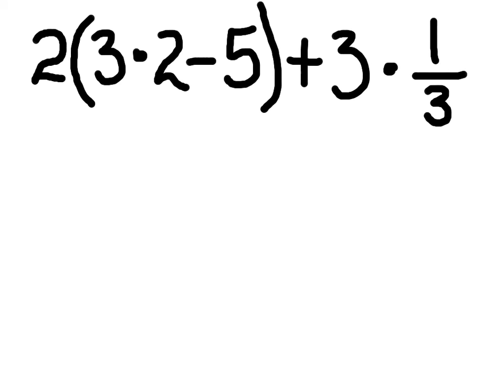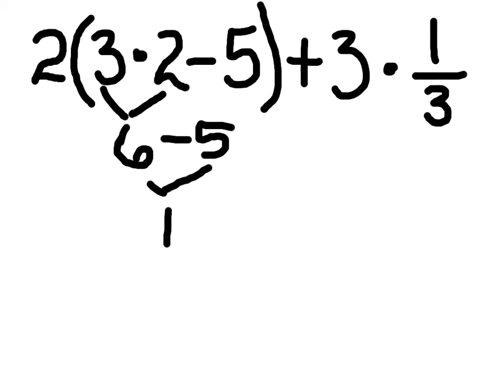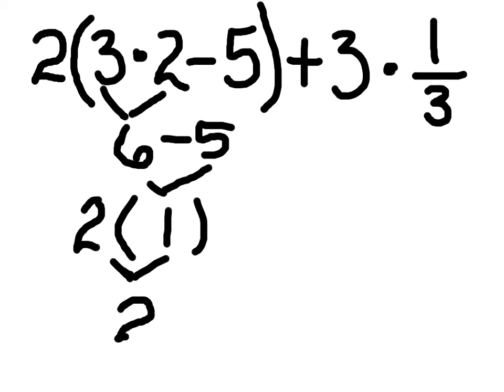See the 3 times there at the beginning? Oh yeah, okay. So we've got to do 3 times 2, don't we? Yeah. So we have 6. Then 6 minus 5 is 1. All right. And then we pull down that 2 times 1. Okay, and that is what? 2 times 1? 2. Right on. Identity, right? And then it says plus, and then we have 3 times 1/3.